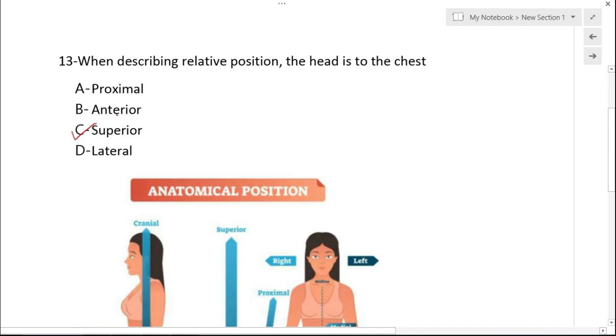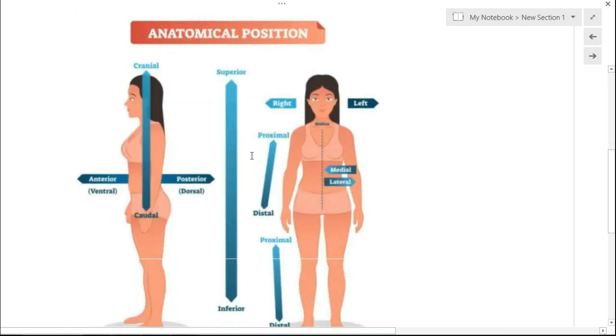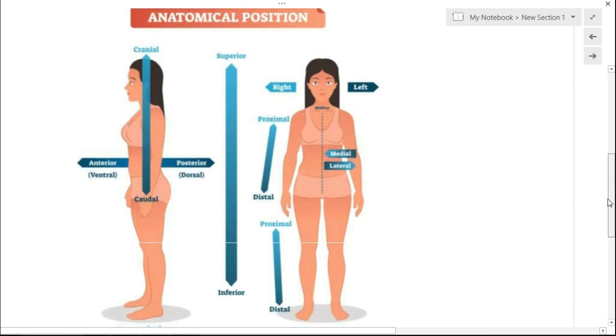The head is above the chest, or the head is superior to the chest. Here you can see in this picture different anatomical positions. Here it is the superior, that is the above portion. Here it is inferior, the opposite of superior. Here this is the cranial area, we studied the cranial cavity, and this is the caudal area. Here it is the anterior or ventral region.